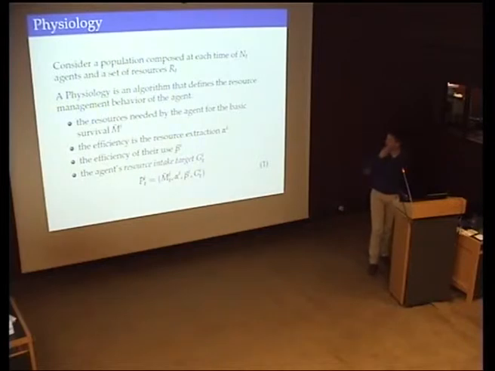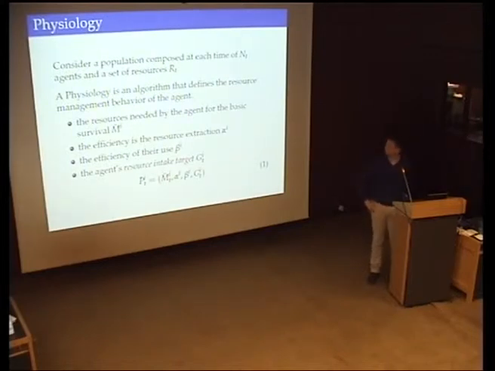So my point now is to give you the main ingredients of the framework, the mathematical framework. I said there are no specified equations, but just relations in order to set up the main ingredients of what we would like to model. We begin with a population of what we call agents, with a number NT of agents, and a set of resources in the environment. And we first start by setting what we call a physiology.